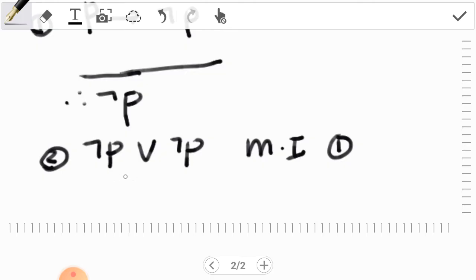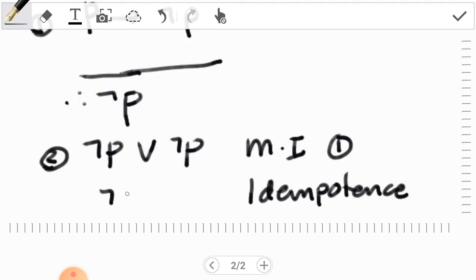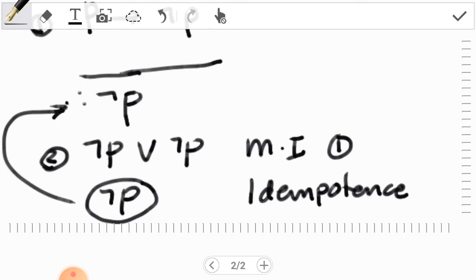You will now find that this is equivalent to your idempotence. Look now at your idempotence rule. Under the idempotence rule, it states that if you are given P or P, it is equivalent to P. Thus, not P or not P is equivalent to not P, which now gives us the conclusion. So that ends the proof.